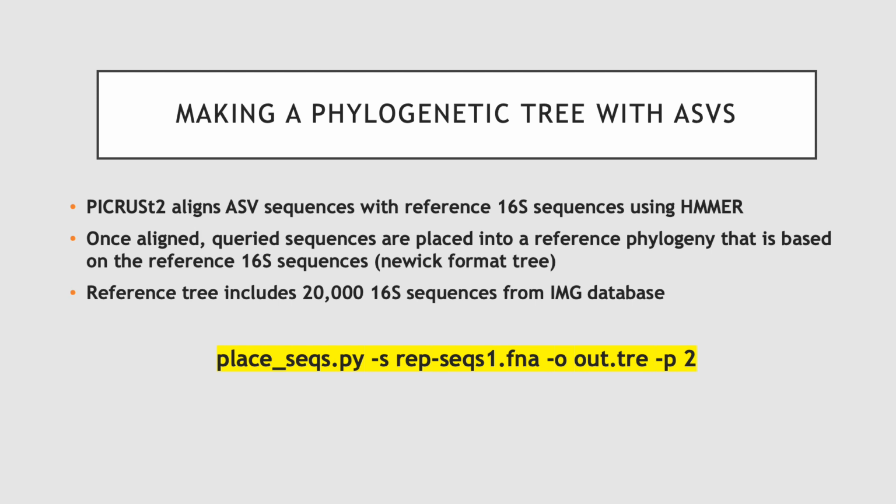And really, PICRUSt was initially created to predict functions of human gut microbiota. To make this phylogenetic tree, we're going to use place_seqs.py with our sequencing file, and we're going to output a tree. If you want to, you can pass the parameter -p, where you change the number of processors.